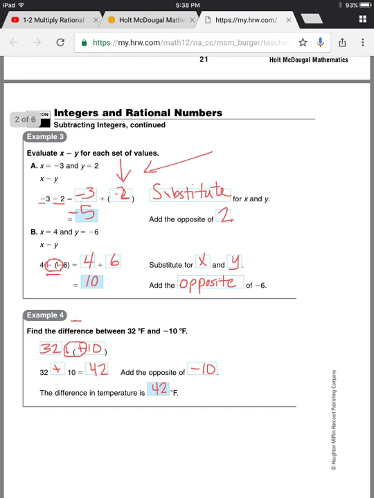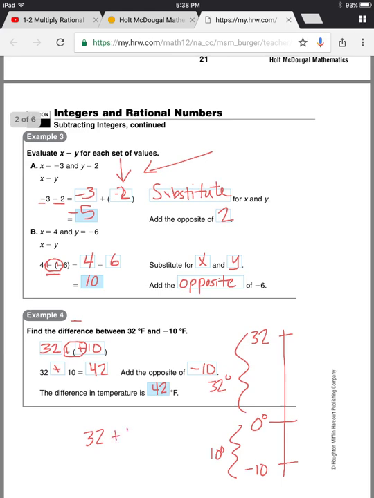And you might be thinking that's weird because you got a bigger answer than 32, but if you look at a thermometer, we're going to say this is 0 degrees, this is negative 10, and this is 32. Well, from here to here, we have 10 degrees, and from here to here, we have 32 degrees, and we have to add 32 plus 10 to see how far apart they are, because we need to see how far negative 10 is away from 0 and how far 32 is away from 0, or find the absolute value, and then add those together.